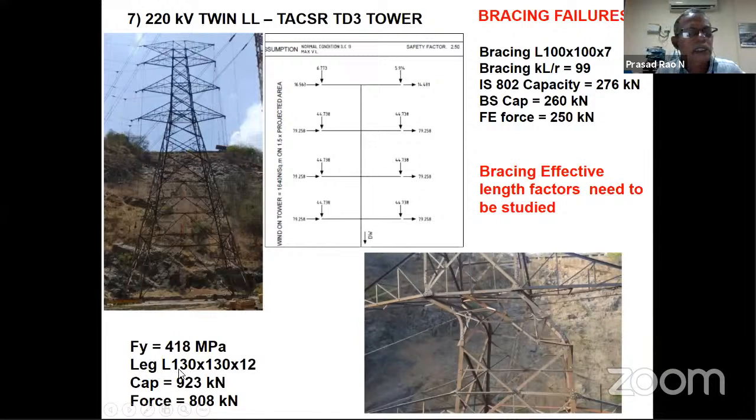The leg member has very sufficient strength, 923 and 808. So the failure is not because of the leg member, the failure is because of the compression bracing member. Once the compression bracing member has failed, the tension member has given way. All the bolts got sheared off.